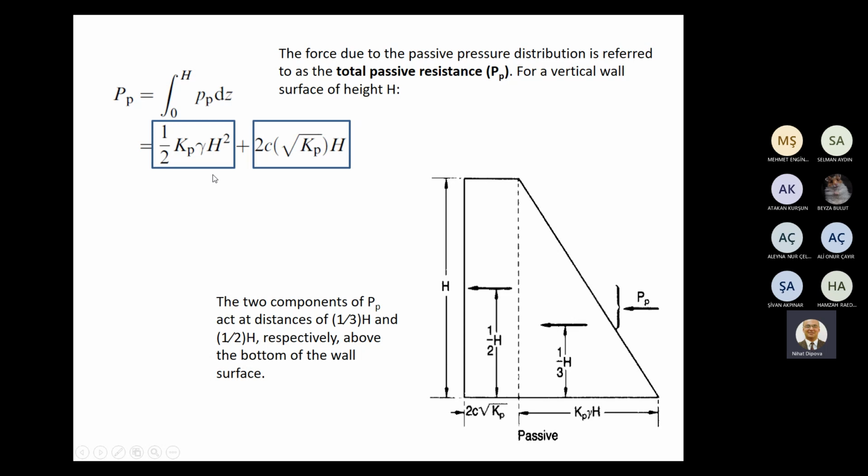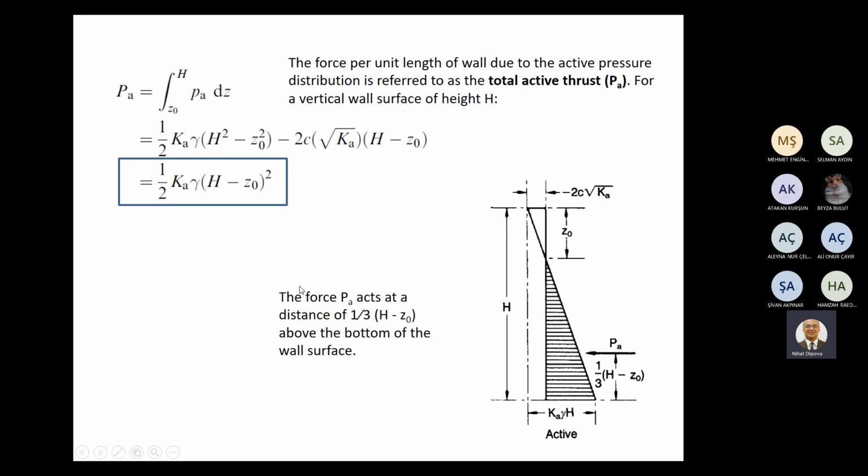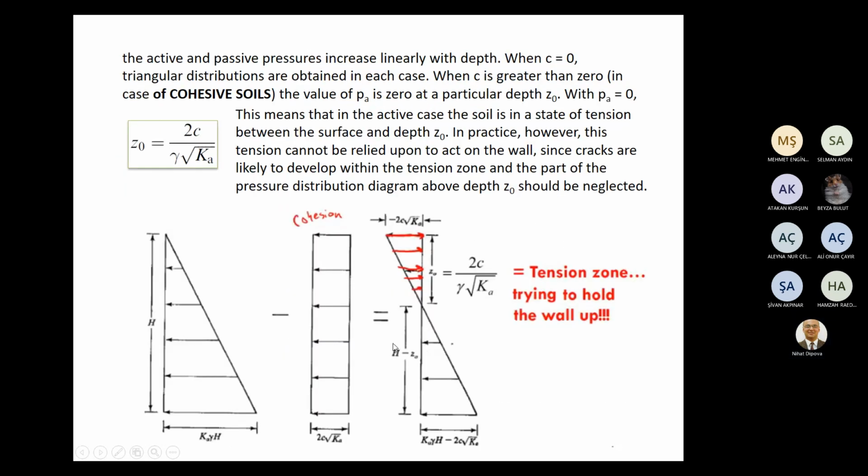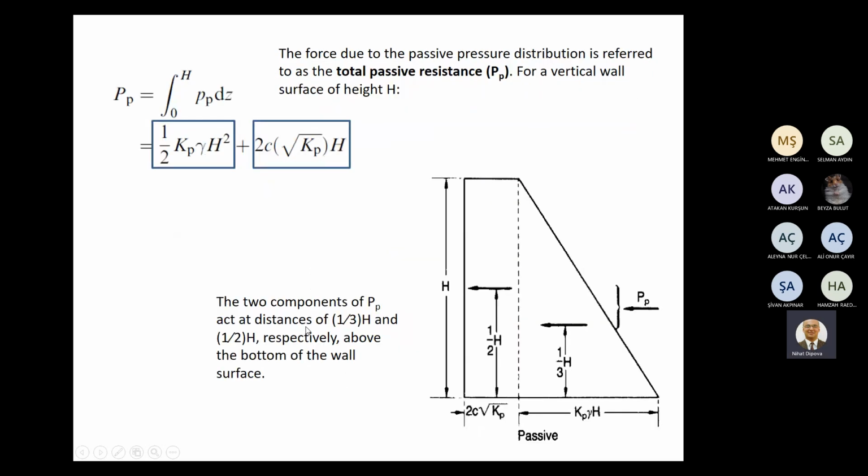The first component is from this triangular distribution, and the second component is due to cohesion. But here, in this case, the sign is positive, but here, the sign is negative. Here it is subtracted, but in the passive case, the sign is positive.